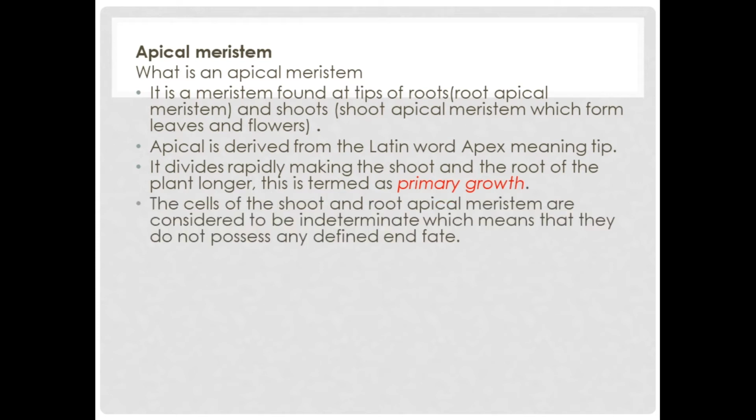The cells of the shoot and root apical meristems are considered to be indeterminate, which means that they do not possess any definite end fate. So cells that are found in an apical meristem continue to divide and divide and divide as long as growth is still needed.